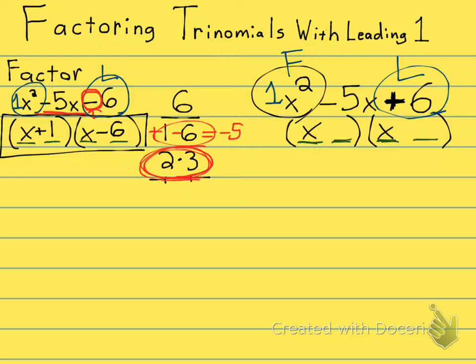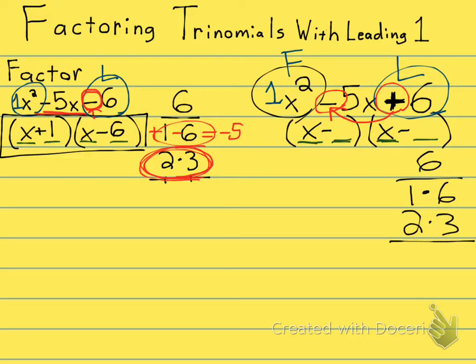Now, in this case, because this is a plus, it means that both of my signs are the same. They're either both positive or they're both negative. And I look back here to find out that they're both negative. So this is going to have to be a minus and a minus. Now, is it 1 and 6 or is it 2 and 3? Well, let me list them here: 1 and 6 or 2 and 3.